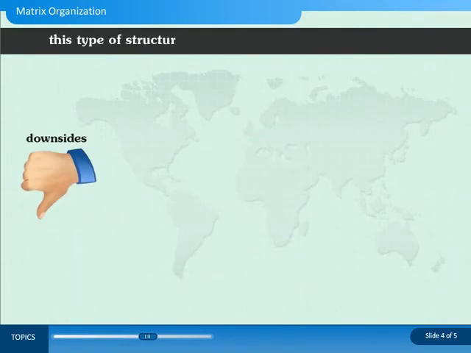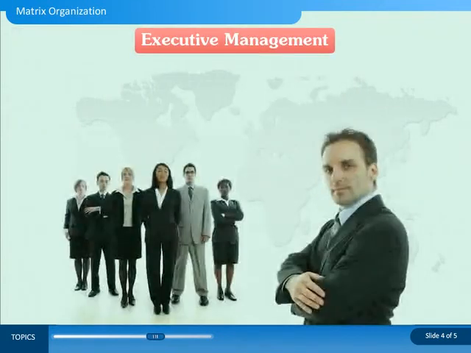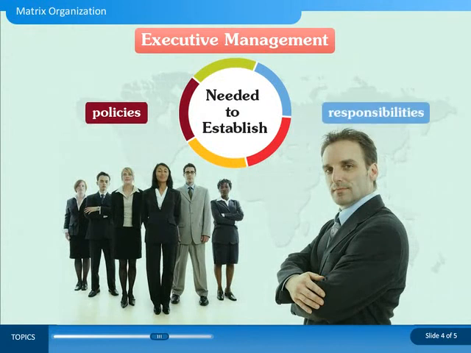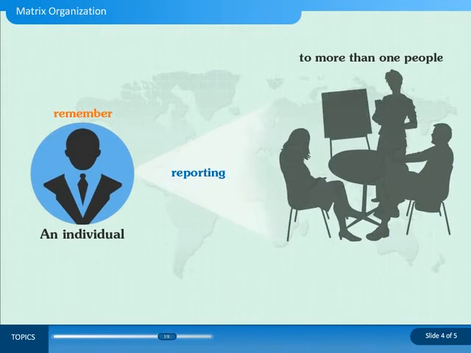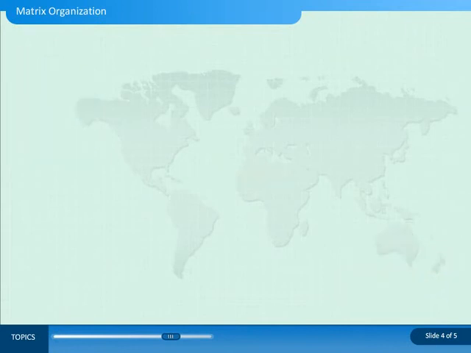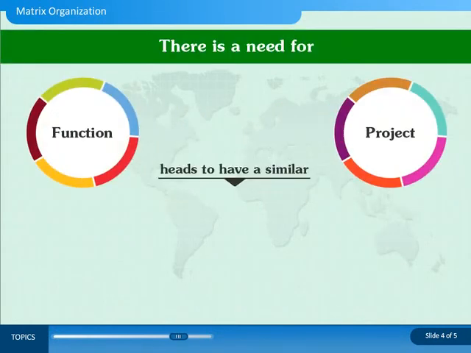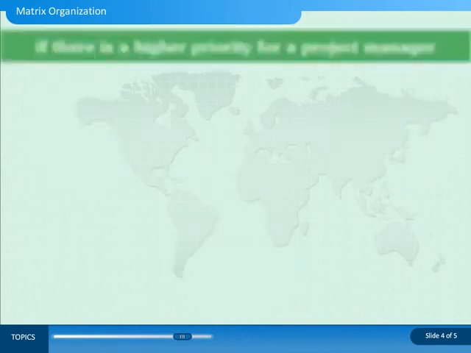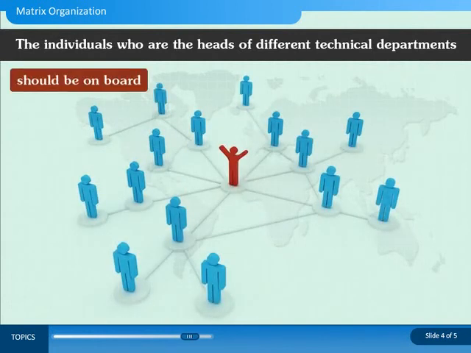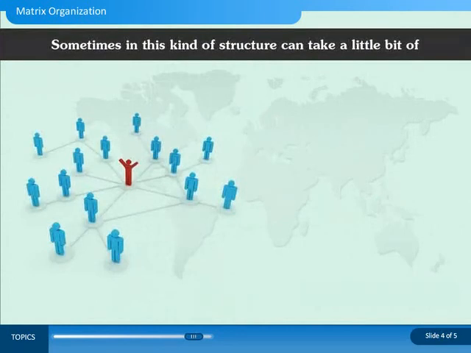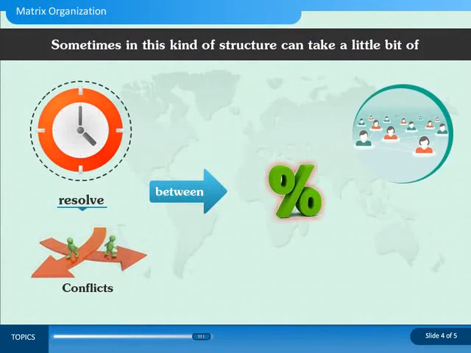The downside of this type of structure basically is that it is quite difficult to implement to make it happen. More executive management is needed to establish the policies and responsibilities, because remember, an individual is reporting to more than one person, and if that's the case, then what should be their priority in case of a conflict? Then there needs to be some sort of a clear understanding of balance of power. There's a need for function and project heads to have similar priorities. So if there's a higher priority for a project manager, the individuals who are the heads of different technical departments should be on board and should agree. Sometimes in this kind of structure it can take a little bit more time to resolve conflicts between the interest of the discipline and the interest of the project.